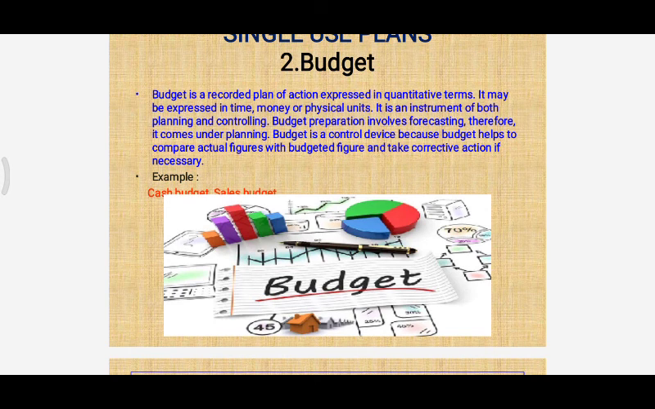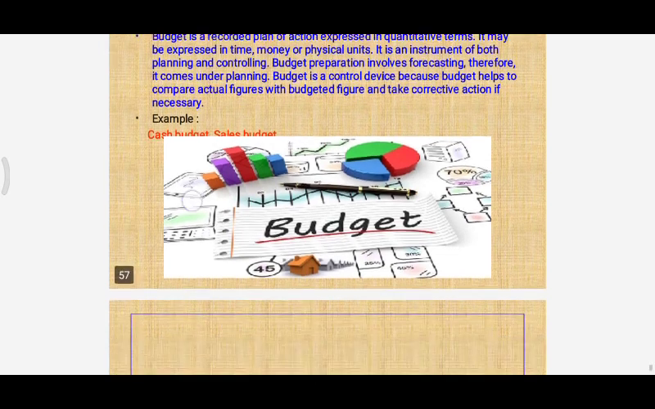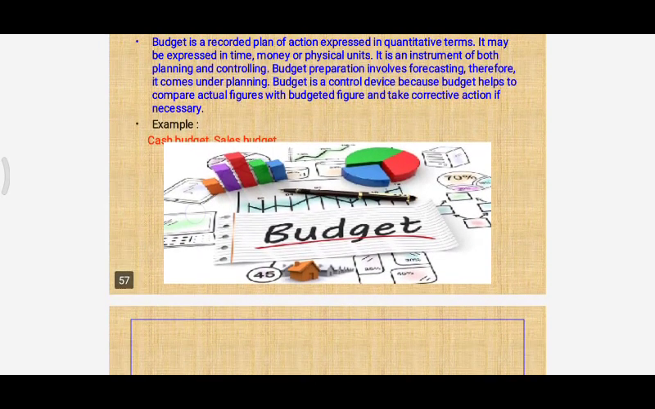So budgets also help us in taking the follow-up action of planning. Whether the plans which we have adopted, the targets which we have decided, after implementing the plans, whether we are able to achieve those targets or not. So these all were the various types of plans which we had discussed here.